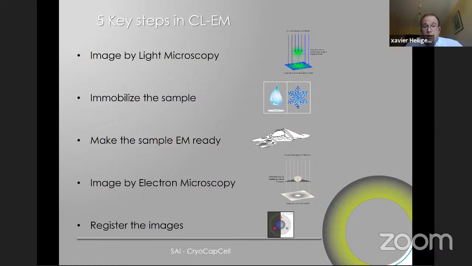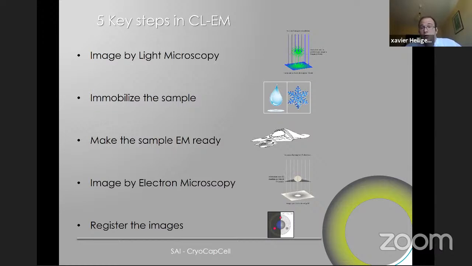Then you have to make the sample EM ready. The electron microscope works in a high vacuum. If you put a biological sample in a high vacuum without protecting it from this vacuum, it will simply dry out. The water will sublimate and your sample will just flatten and dry out. Then you need to do some electron microscopy per se, because again, we're in correlative light and electron microscopy.